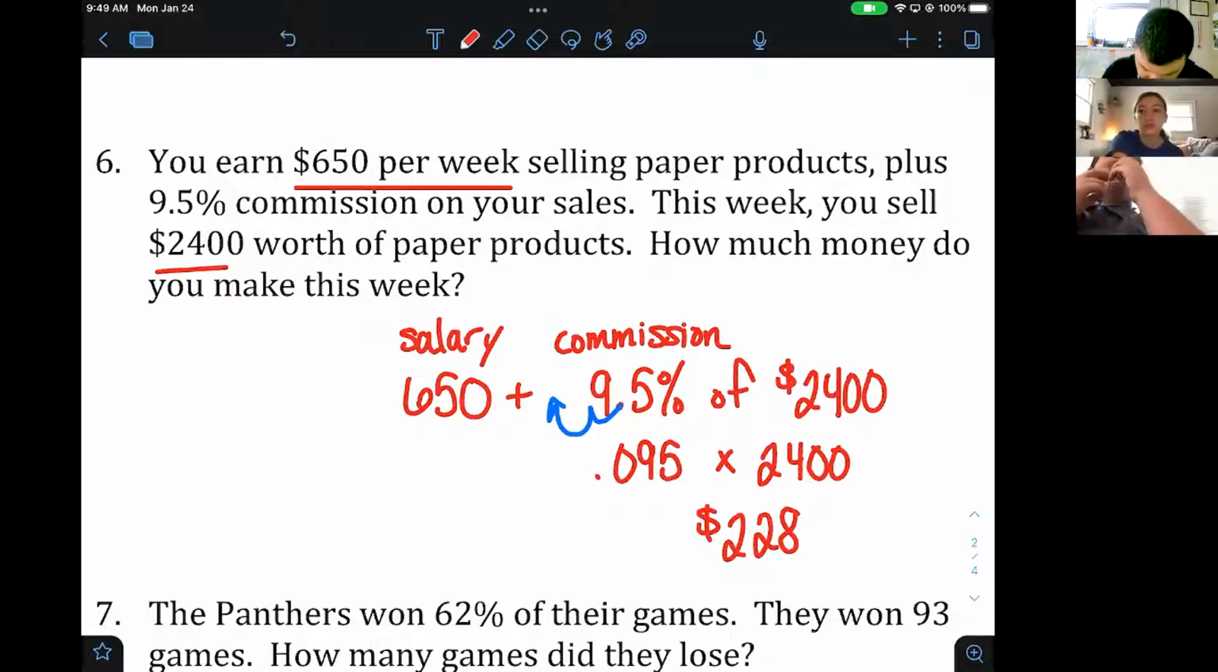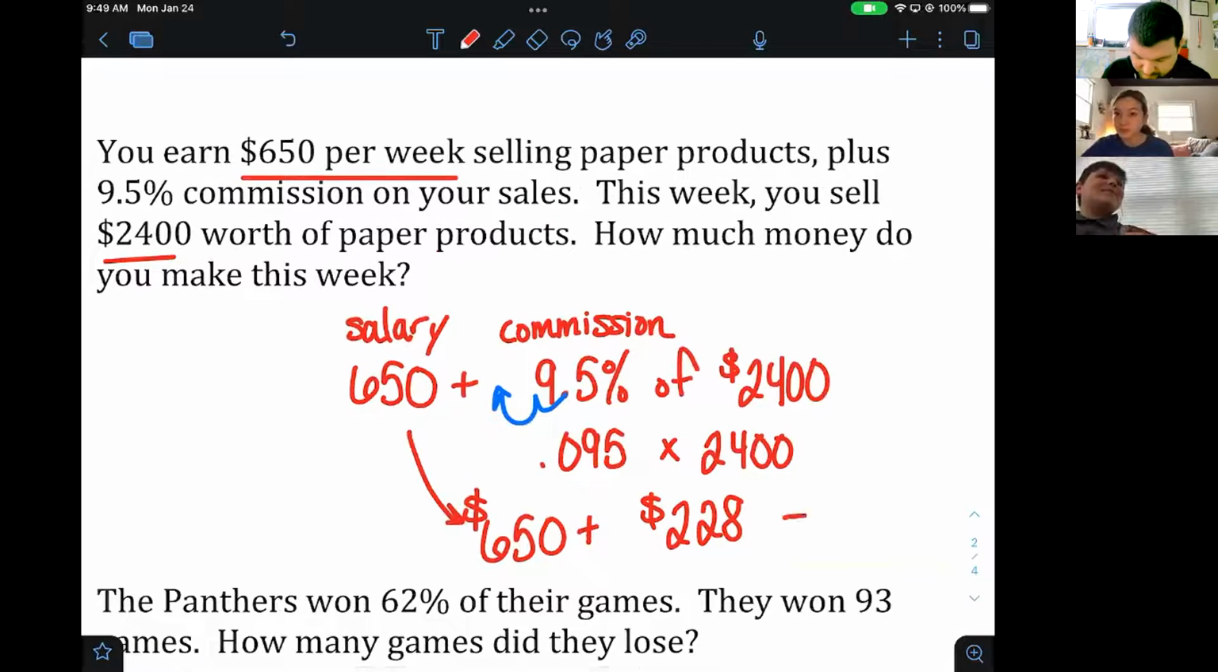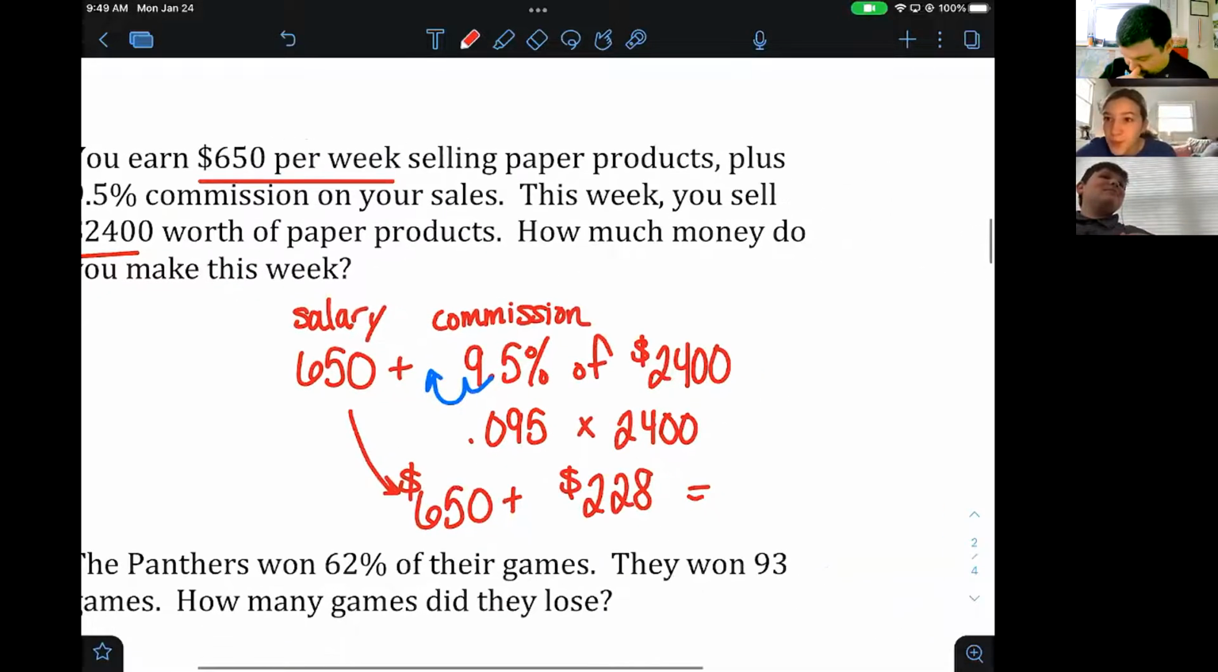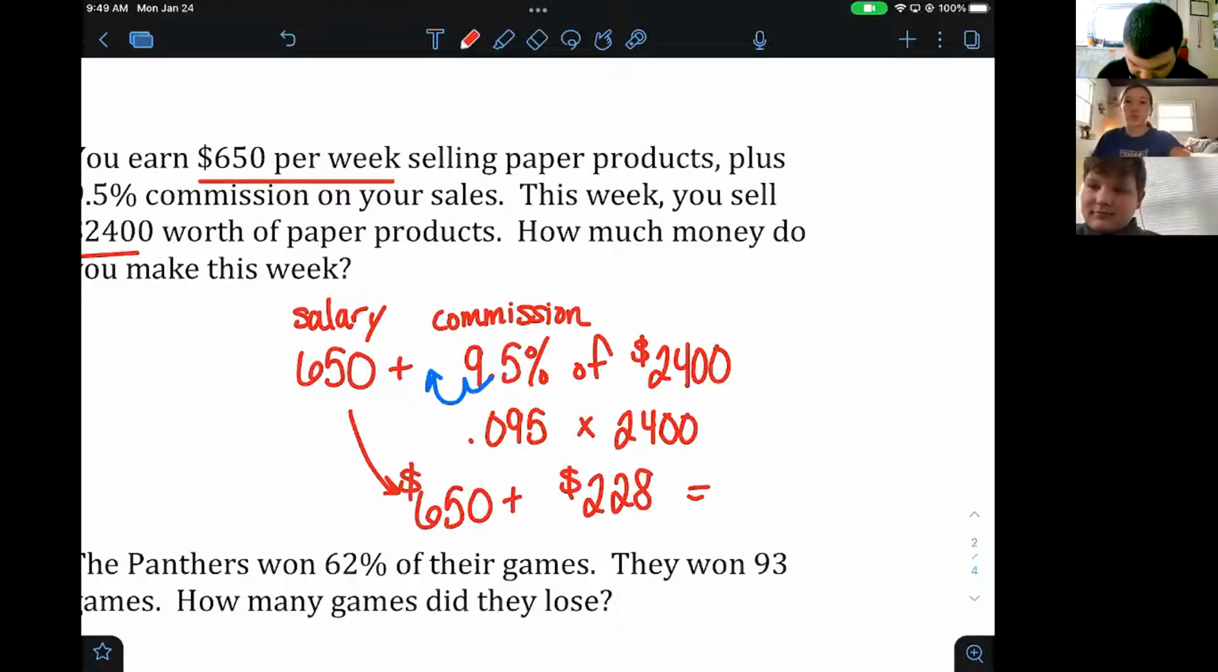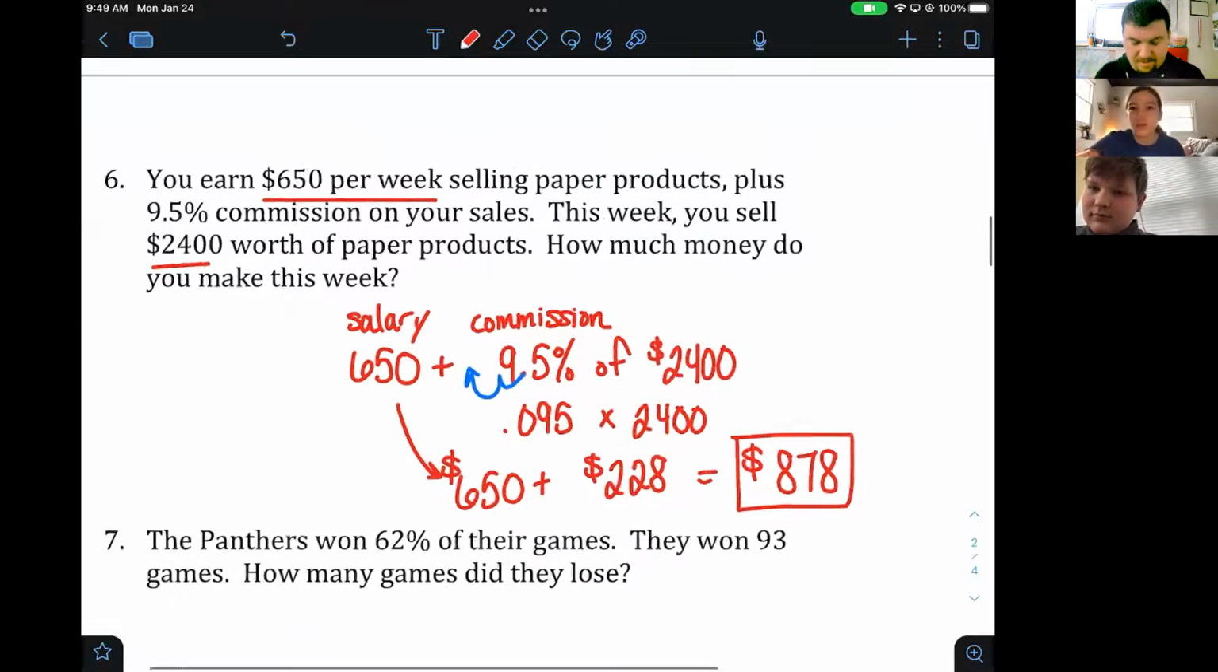So if I add the $650 onto that, who can tell me how much the salesperson is taking home this week? Just go ahead and shout it out when you got it. $878. That's right, $878. Take the commission that they made, add it on to their salary.